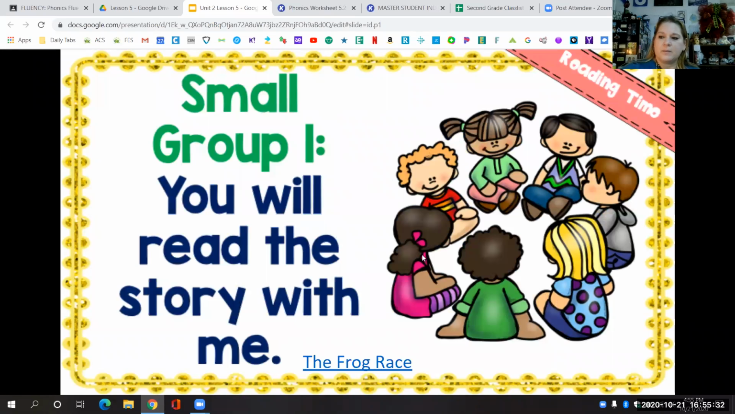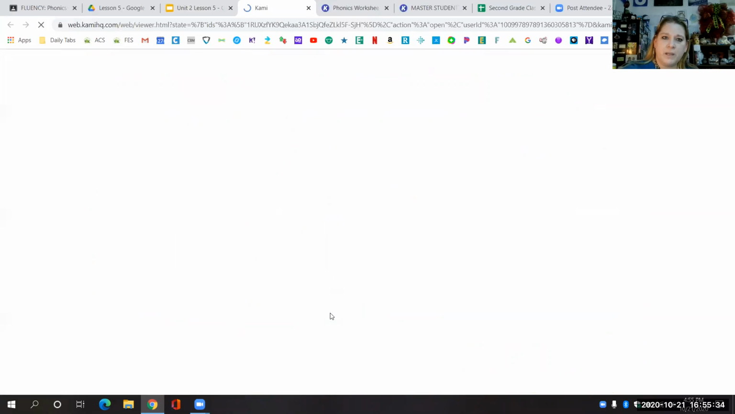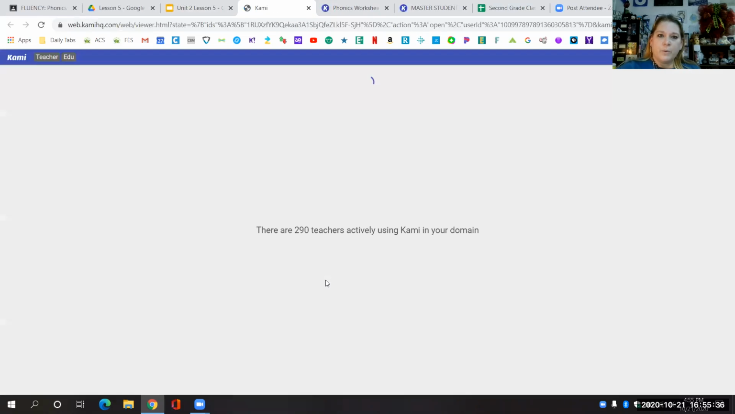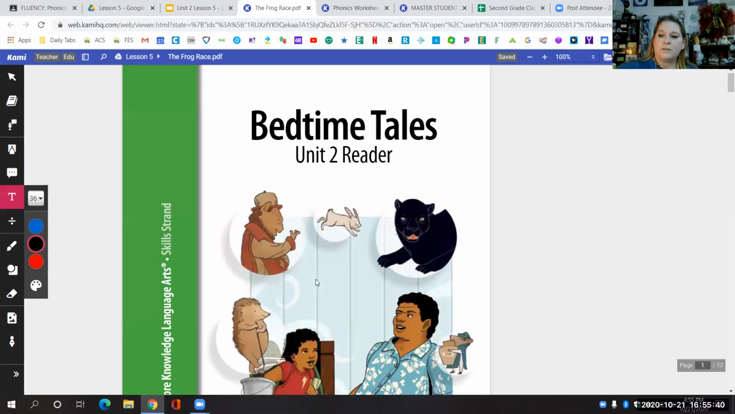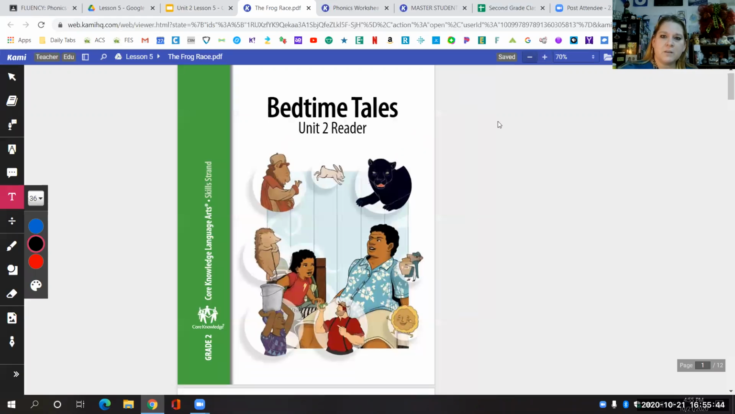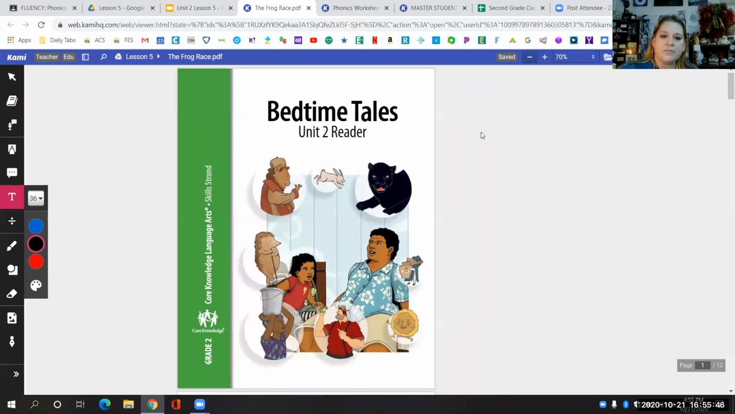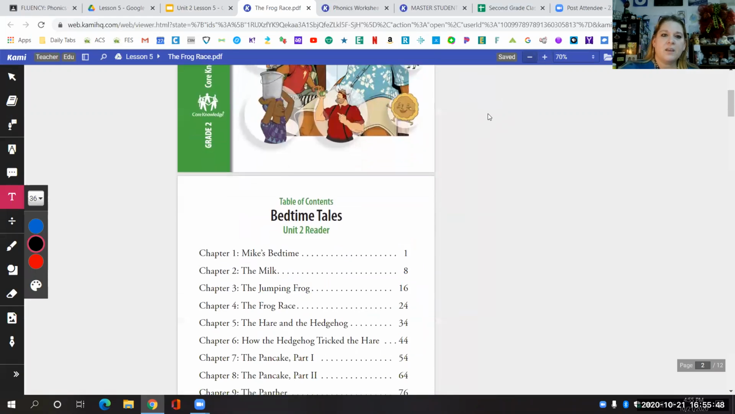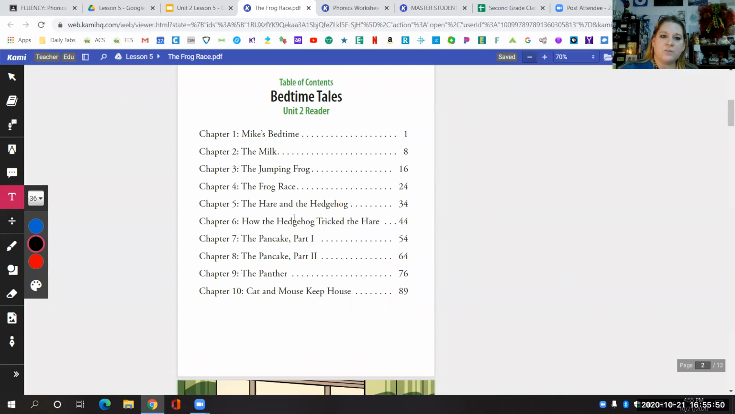Oops. Here we go. I'm going to pull it up. All right, so here is our cover. I'm going to make it a little bit smaller so we can see the whole page. Here's the cover of our book. And here is our table of contents. And if we look at the table of contents, our story, The Frog Race, it is chapter 4. And it starts on page 24.